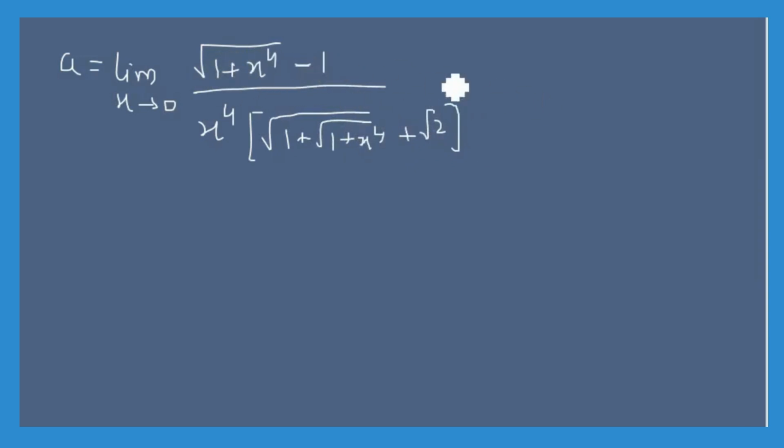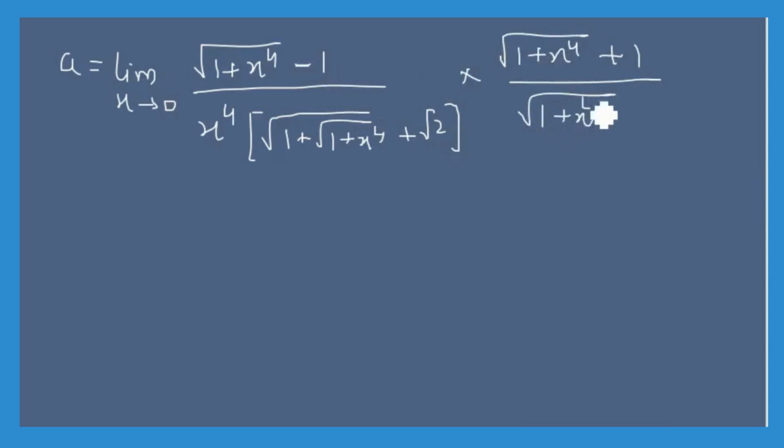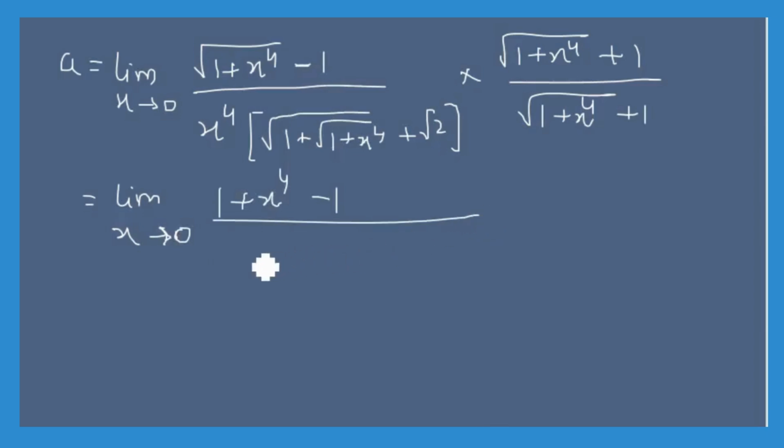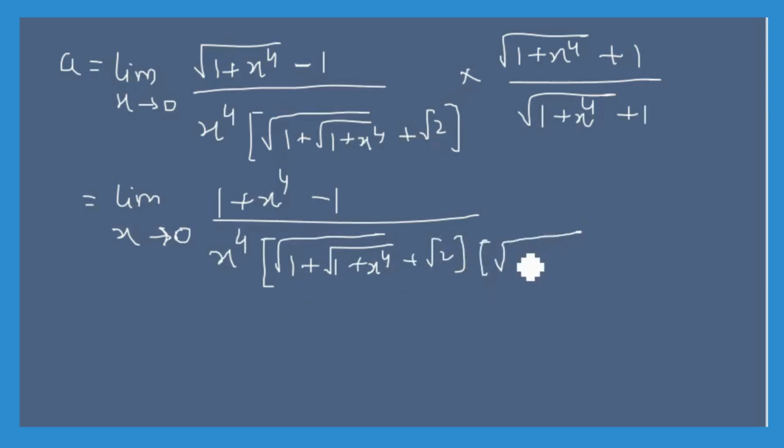So for this I will just multiply the numerator by 1 plus x to the power 4 plus 1, and in the denominator we will write 1 plus x to the power 4 plus 1. So again the a plus b, a minus b identity will be applied in the numerator part, that is a square minus b square. So this is 1 plus x to the power 4 and minus 1 square, that is 1. In the denominator part we have x to the power 4, in the first bracket 1 plus under root 1 plus x to the power 4 plus root 2, and in the other bracket under root 1 plus x to the power 4 plus 1 plus 1. So in the numerator part minus 1 and plus 1 get cancelled.